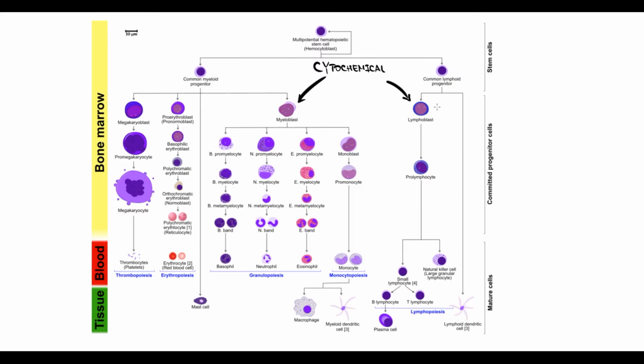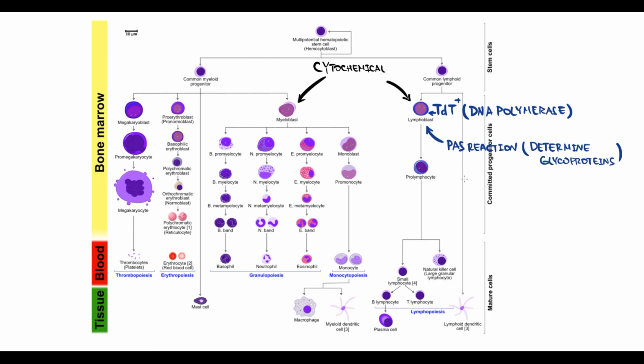One of them is TDT. TDT is a signature feature of lymphoblast. TDT is DNA polymerase, and the key feature is that TDT is present only in the nucleus of the lymphoblast. So once TDT is positive, we can say that it's lymphoblast. Also we have PAS reaction, which stands for periodic acid Schiff stain. And this reaction basically determines the amount of glycoproteins in the cytoplasm. And the concept is that lymphoblasts have a huge amount of glycoproteins in the cytoplasm. So positive PAS reaction equals lymphoblasts.